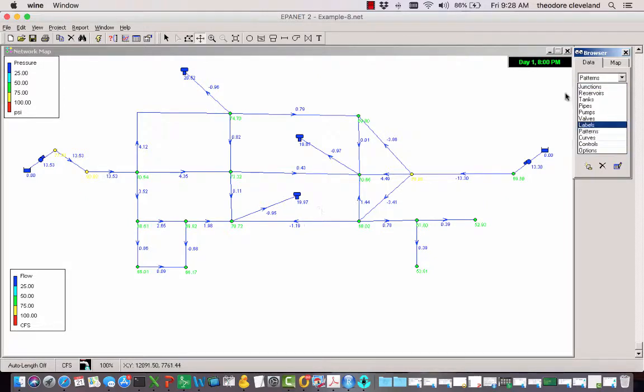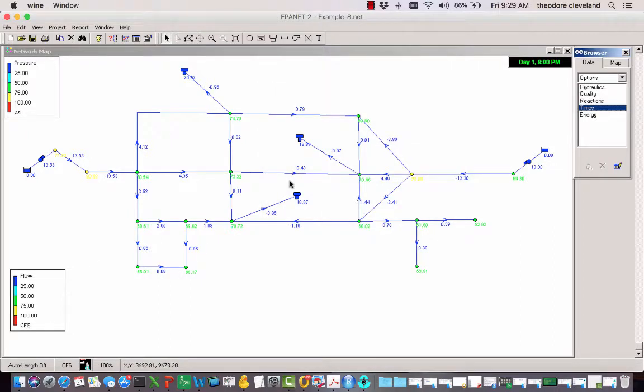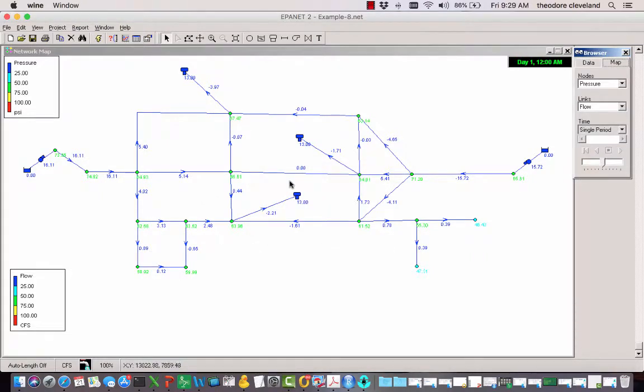Let me go back to times. And let's go ahead and put the total duration back to 0. I believe that's an admissible value. If I run it again, I have a successful run, and there's a single period, nothing of interest here.